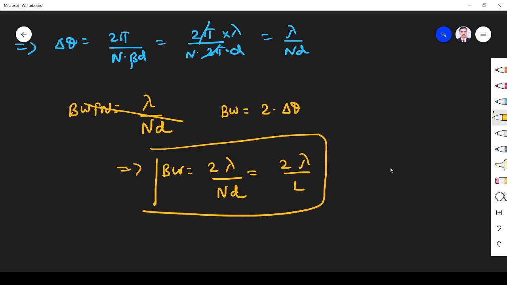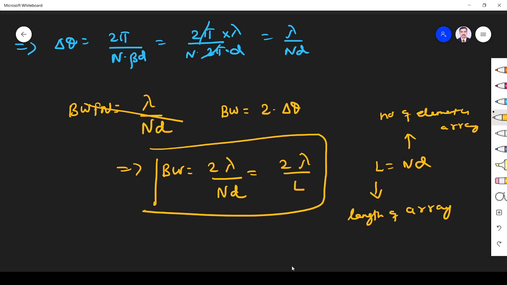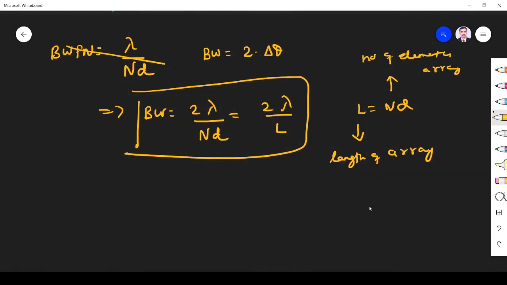How do I write L? L is equal to nd, where L is the length of the array. N is the number of elements in the array. D is the distance between the two elements. So you see, if I have 4 elements each separated by 1 meter, what is the length? I multiply everything by the distance between them. That's the total length L.